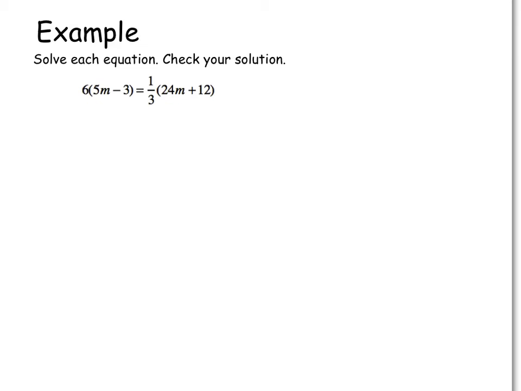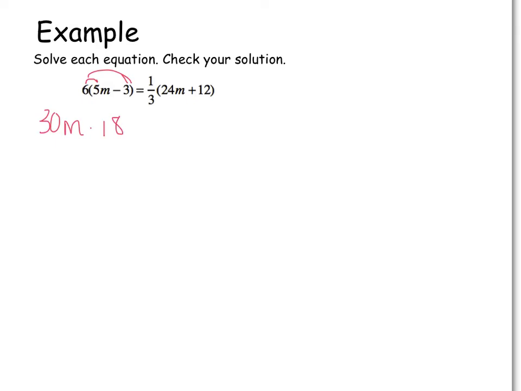So in order to simplify this left side, I need to first distribute this 6. So I'm going to distribute the 6 to the 5 and the 6 to the negative 3. When I do that, I multiply and I get 30m minus 18. Okay, keep that right side covered up. Can I simplify 30m minus 18 any further? Well, right now, no, I can't do anything to that.